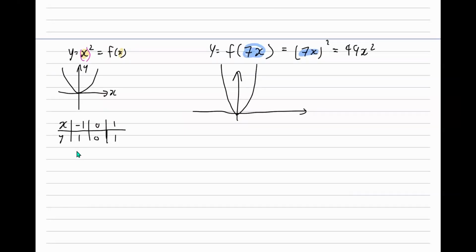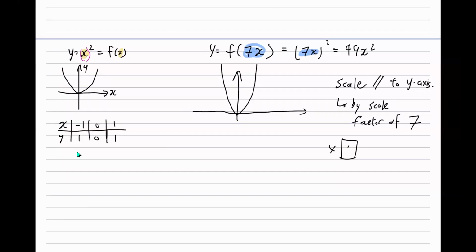This is called scale parallel to the y-axis by a scale factor of, in this case, 7. If you times by a number a, you just say scale parallel to the y-axis by a scale factor of a.